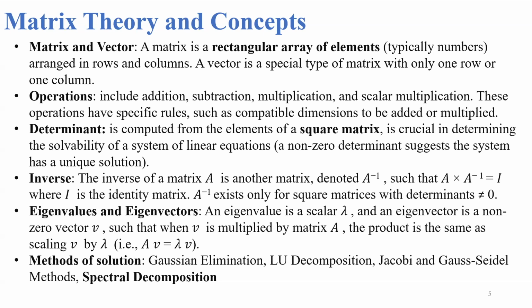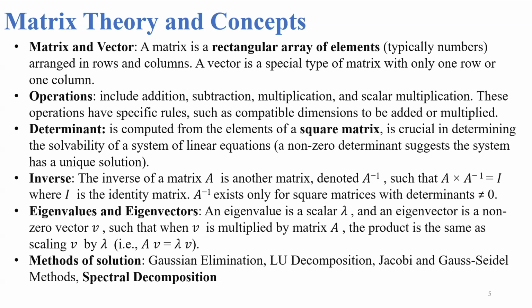Now, what are the operations that we can do with these matrices? We can have addition, subtraction, multiplication, and scalar multiplication. However, it's important that they follow specific rules for matrices. So for example, if we have 3 rows and 3 columns in a matrix, and another matrix has 5 rows and 5 columns, you cannot add them because their dimensions do not match. If you want to add or subtract them, you have to pad them with 0s, for example, to make them dimensionally compatible. Now, an important characteristic of a matrix is the determinant, which is defined for a square matrix.